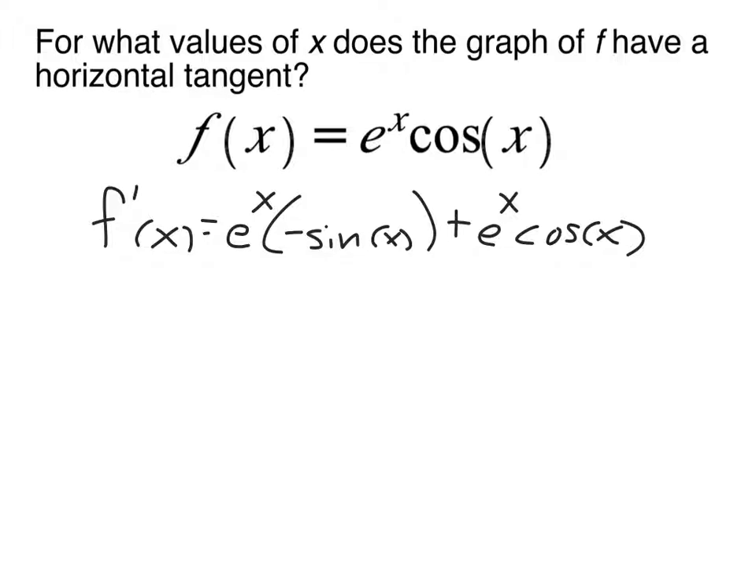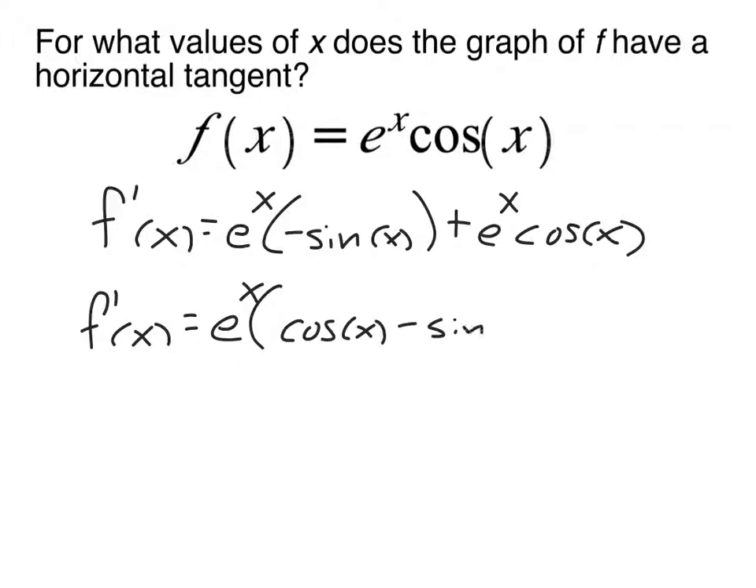I'm going to tidy up the way this looks a little bit, just because it is going to make our next steps a little bit easier. And so, there's two things I'm going to do. First of all, instead of writing a negative plus, I'm going to write that as subtraction. So I'm going to write the sine second, and I'm going to put the cosine first. Also, there's an e to the x in both terms. So I'm going to go ahead and factor out that e to the x as well, which is actually going to be very helpful in a moment, as you'll see. So it becomes e to the power of x times cosine of x minus sine of x.